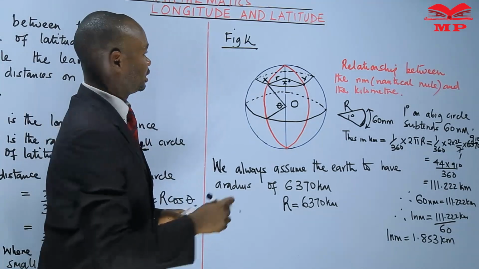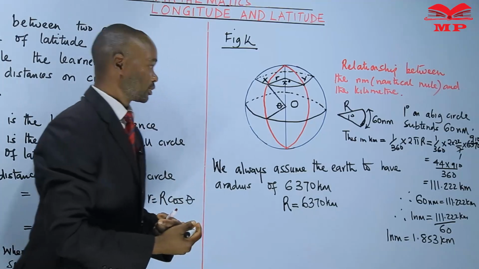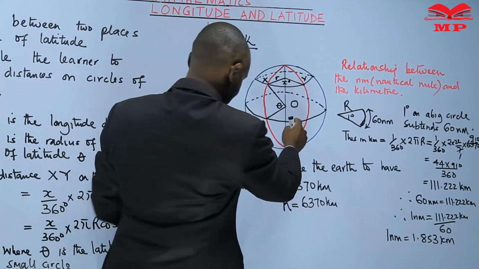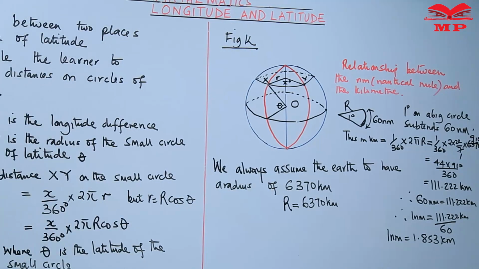Learner, note that all these lines above the equator will be small circles. The only great circle in that direction is the equator. So having done that, we can look at a small example.